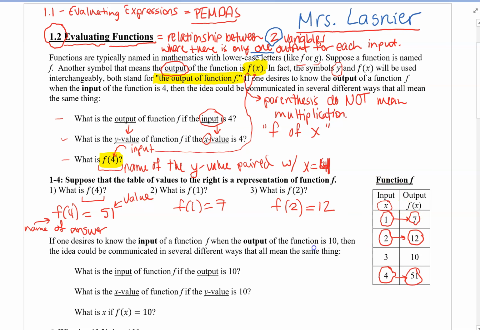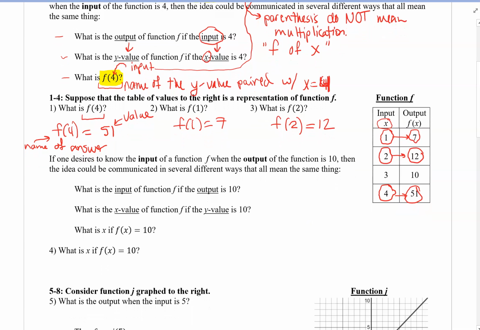And sometimes when we're working with functions, it doesn't always go input to output. Sometimes we want to find what the input was when the output was something. So we have to work backwards sometimes. So if we're trying to find an input when the output is 10, for example, there are 3 different ways we could ask for that. We could just say, hey, what's the input of this function if the output was 10? And then again, since x value is referring to the input and y value is referring to the output, we could say, hey, what was the x value that made the y value 10?